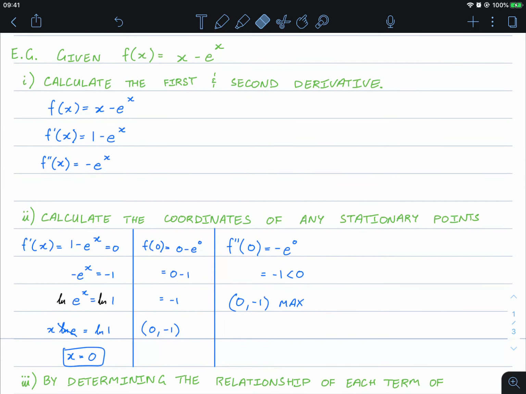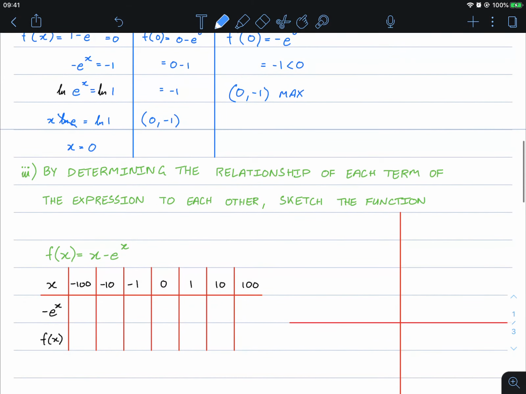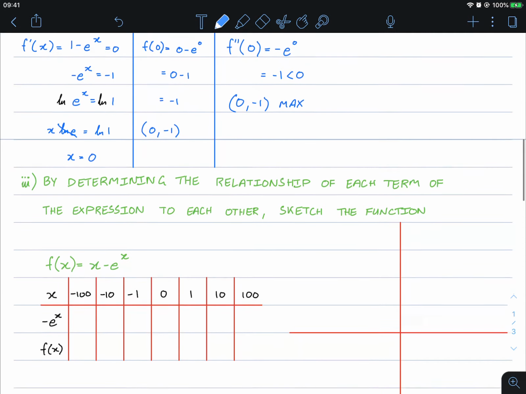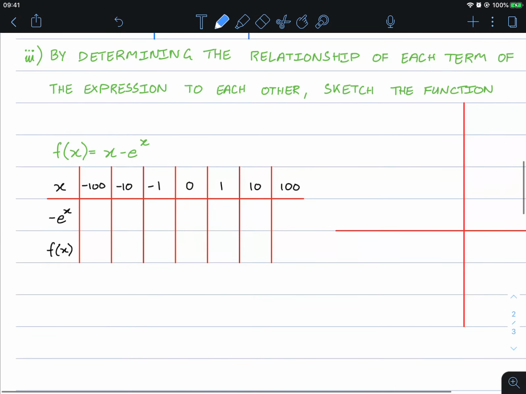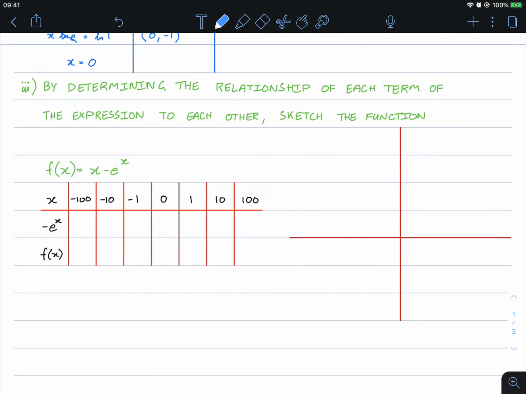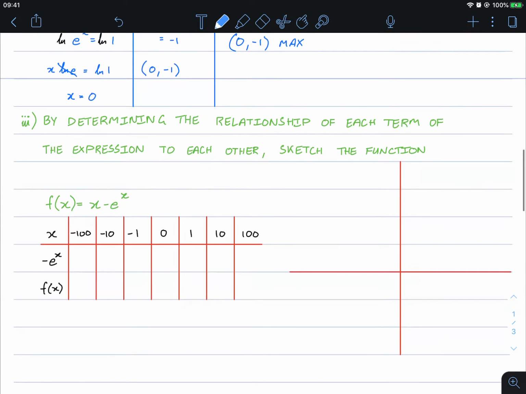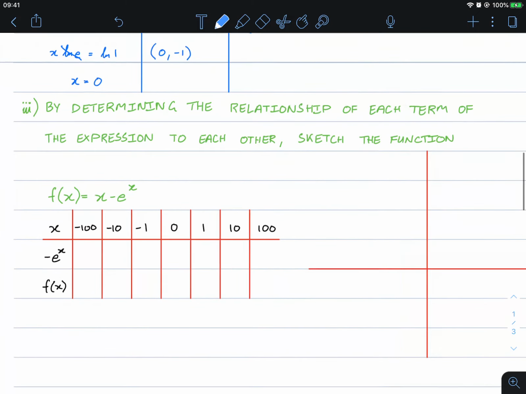Okay, now this next question might be new, because it's sometimes difficult to graph what the function may look like, because we need to know how each of the terms behaves with one another. By behave, we mean its relationship to each of the terms in the expression. And how we do that is we create a table of values, but we separate each of the terms first.